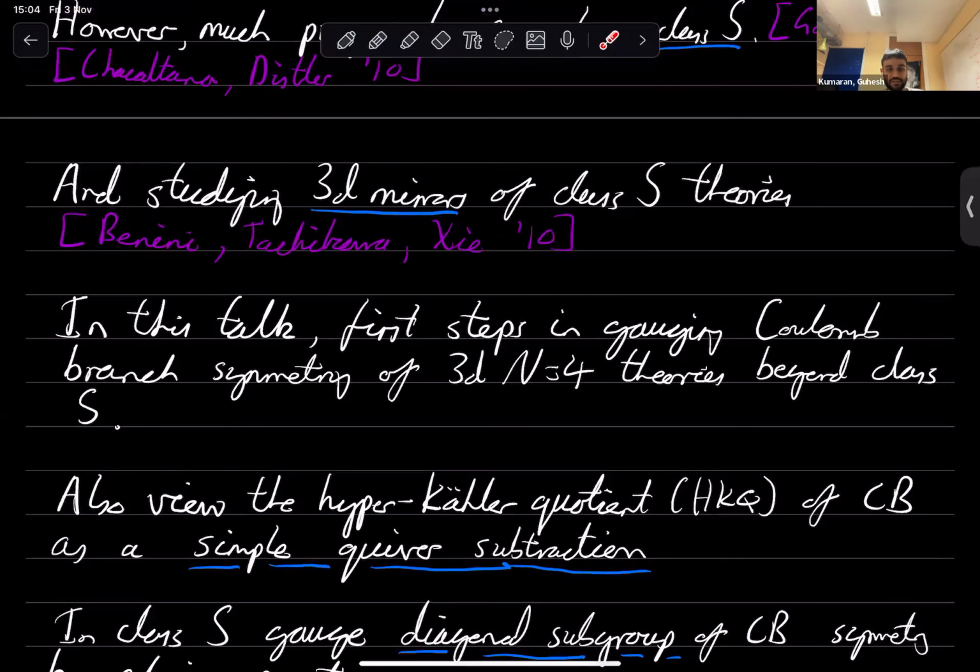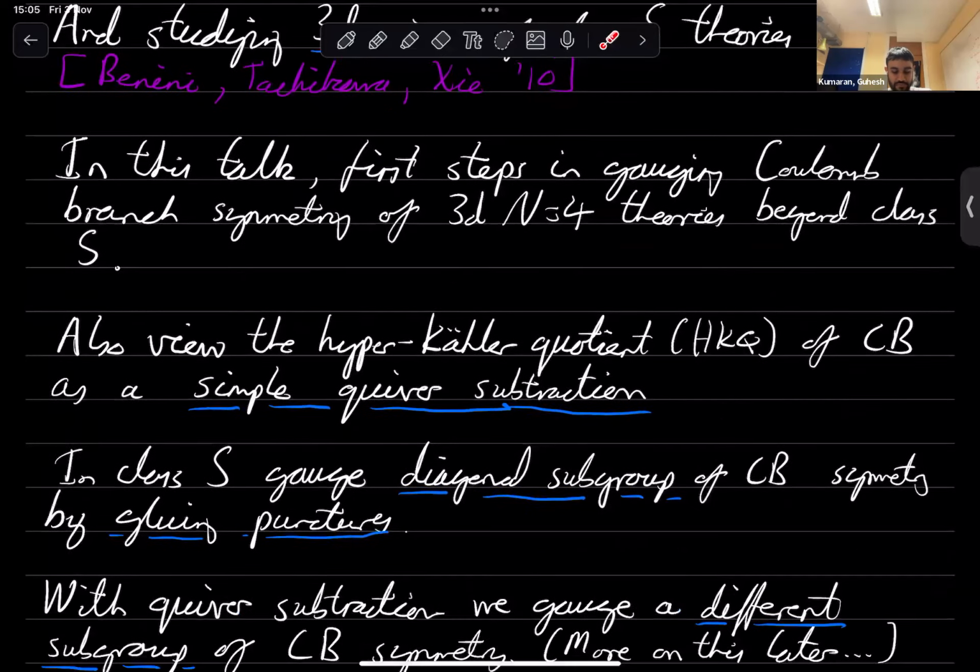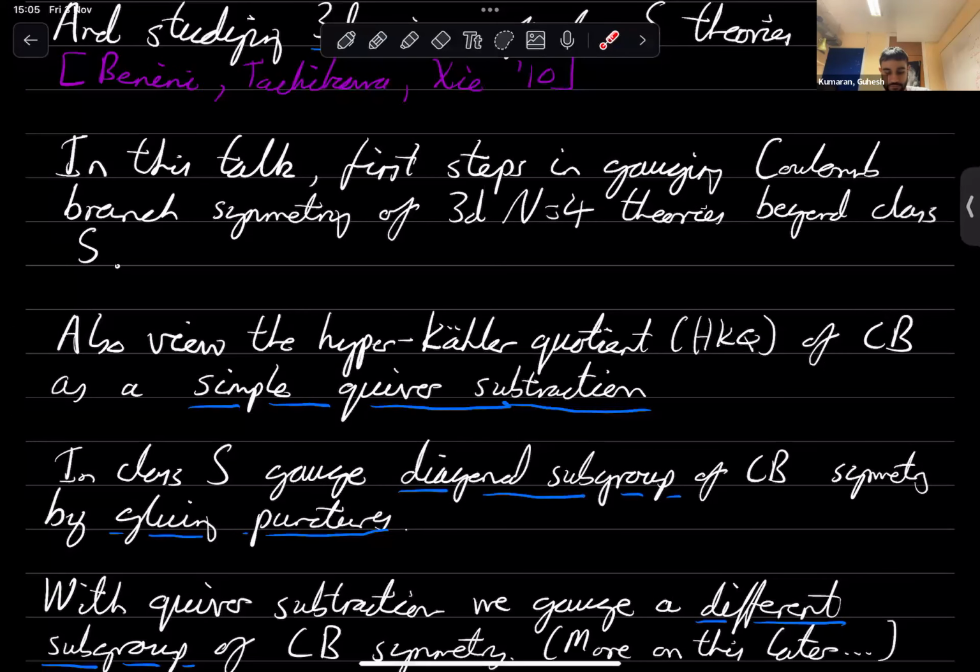In this talk, I will show some of the first steps in gauging Coulomb branch symmetries of 3D N equals 4 theories beyond class S, and I will try and qualify this statement. What I mean is to study the moduli spaces of vacua and not necessarily the 4-dimensional theories. We view this hyper-Kähler quotient, or HKQ, as I will abbreviate, of the Coulomb branch as a very simple quiver subtraction process.